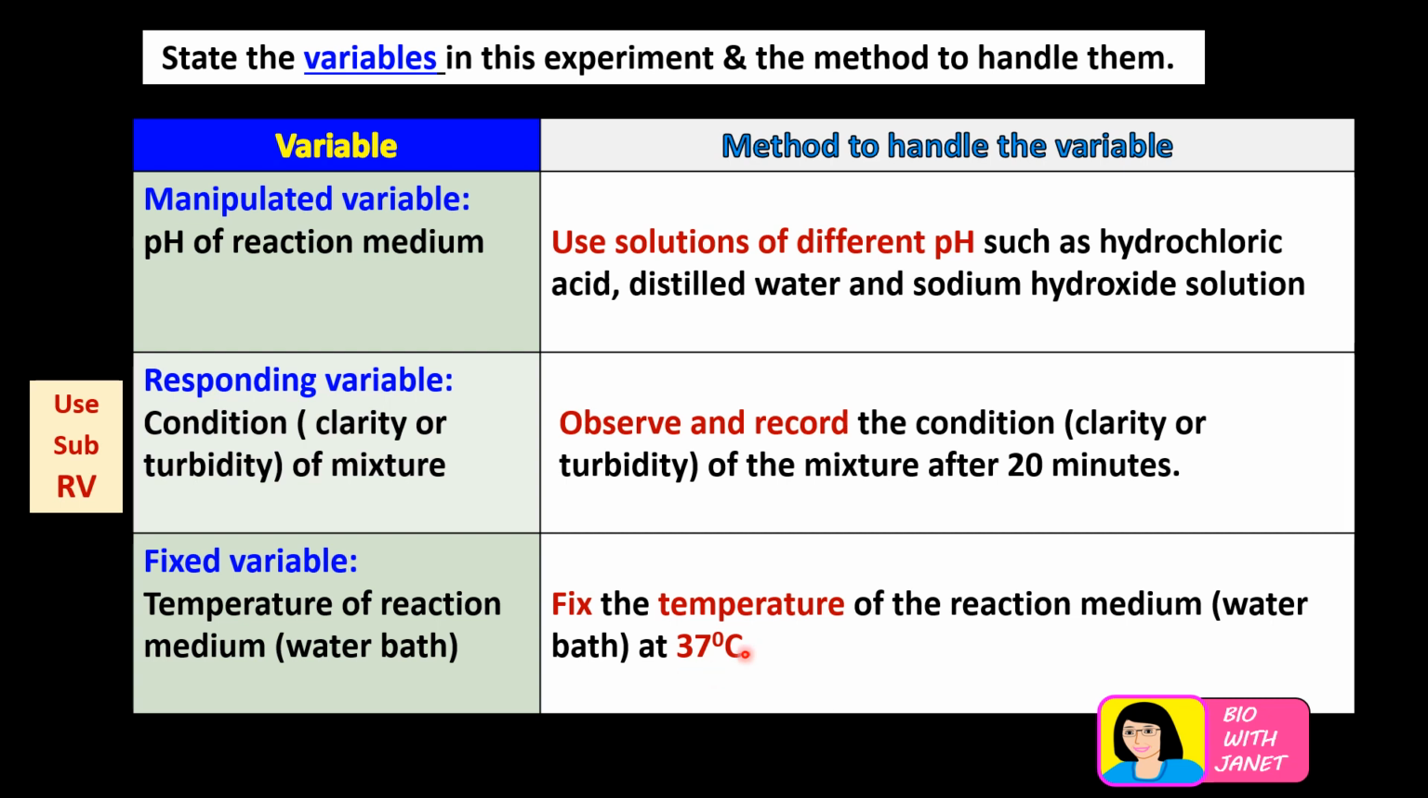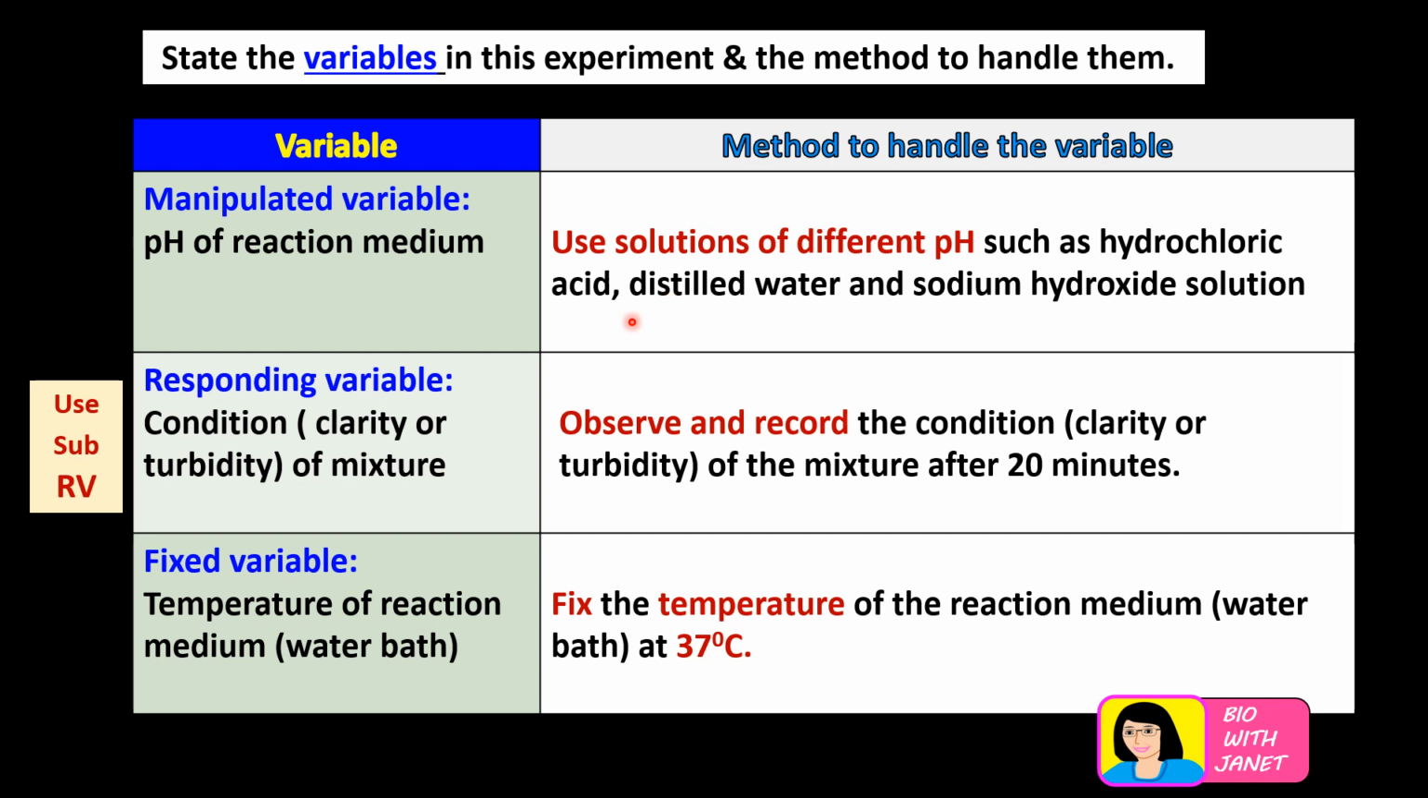Okay. Right. Next, fixed variable, temperature of reaction medium or temperature of water bath. Okay. So for fixed variable, we must write the word fixed, as if we can write it inside. So fix the temperature of the reaction medium or the water bath at, now if there's a particular value, you have to state it down for fixed variable. So at 37 degrees Celsius. Now sometimes this experiment can be carried out at room temperature. All right. So it can be modified to be carried out at room temperature without using water bath also. Okay. So if it's at room temperature, then you put fix the temperature of the reaction medium or water bath at room temperature. That's all. Okay. Now here is using water bath at 37 degrees Celsius.